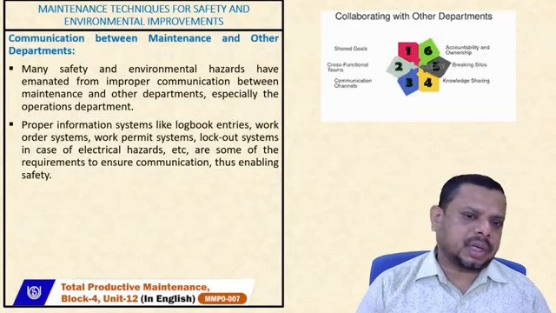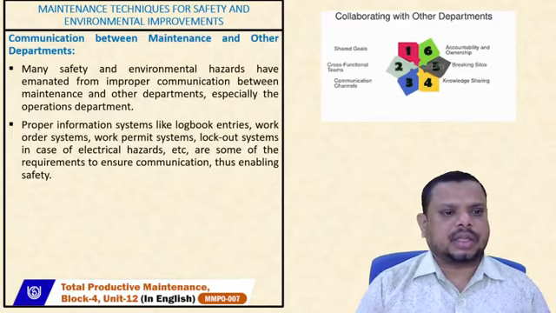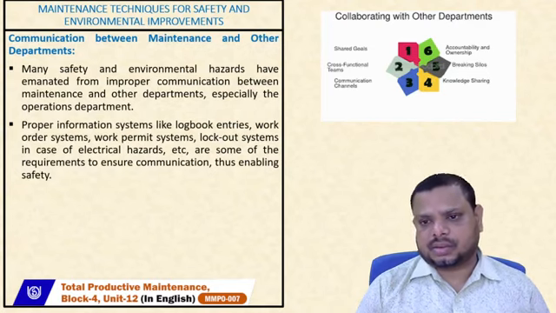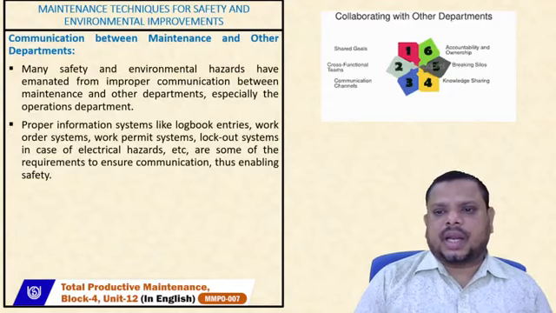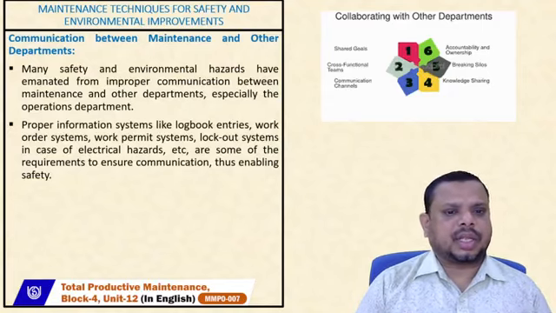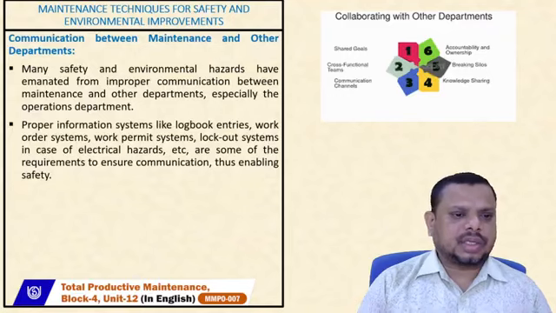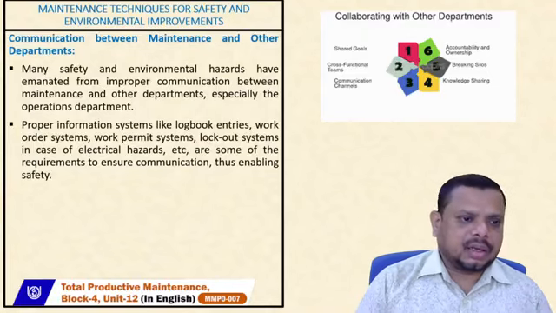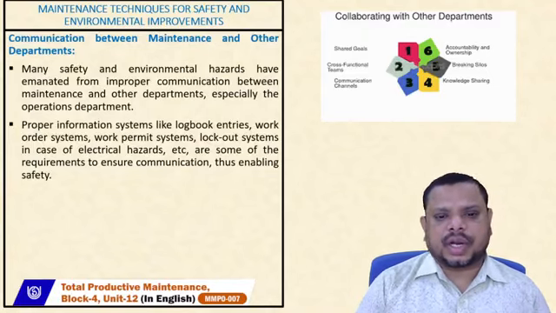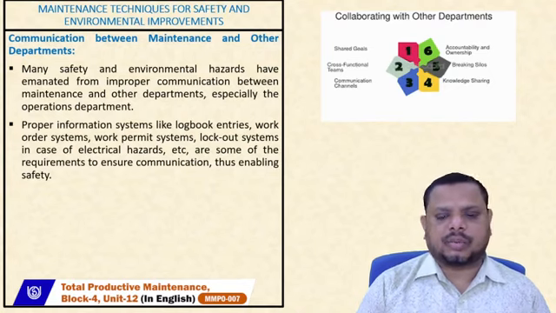Similarly, when the maintenance department communicates with other departments, they must ensure safety and environmental hazards are covered. This is the first point. The next important part is that if they provide improper communication, there are many kinds of hazards, and miscommunication directly impacts the organization, especially production and operation management. Proper information like logbook entries, work order systems, work permit systems, and lockout systems, in case of electric hazards, are some of the requirements to ensure communication.